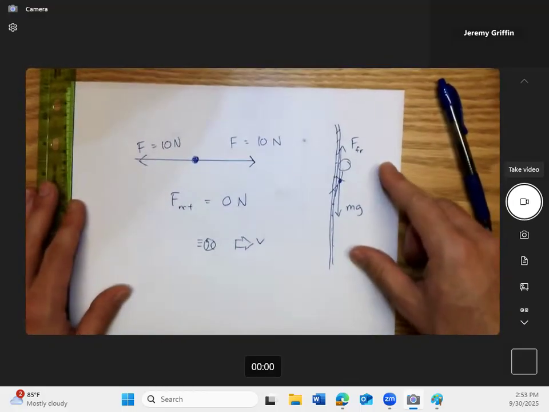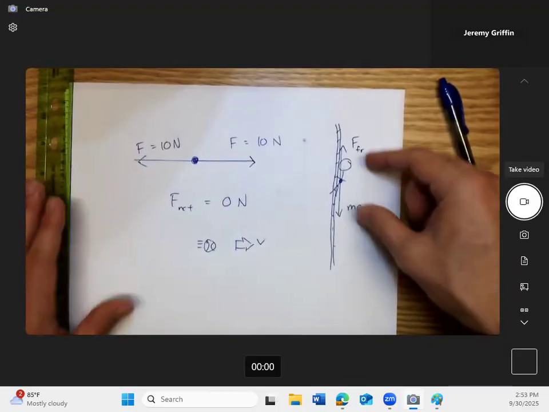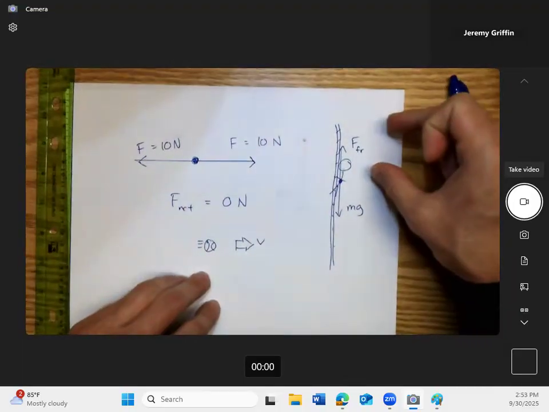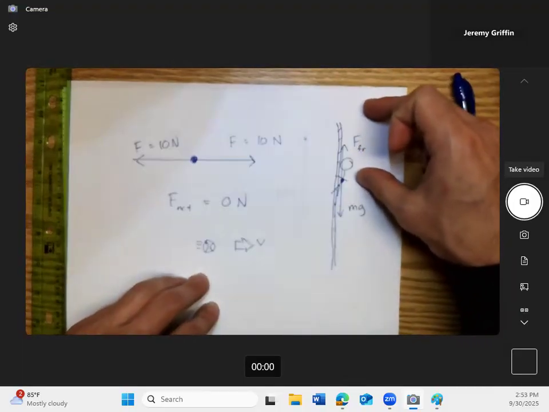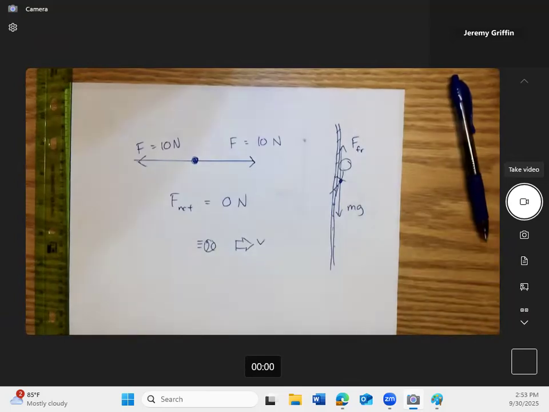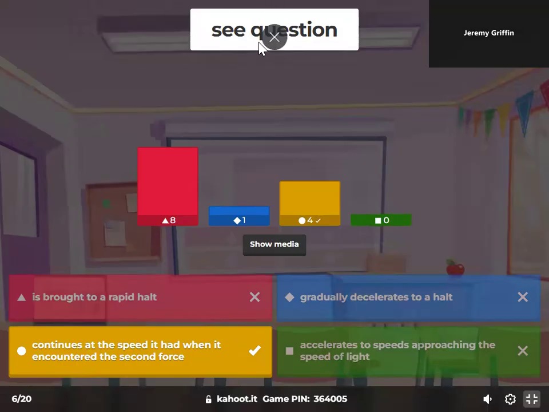For him to come to a stop, he would have to grip the rope so tight that the friction force is actually more than his weight. That would slow him down and allow him to come to a stop. So you need something like that. You guys get that one?